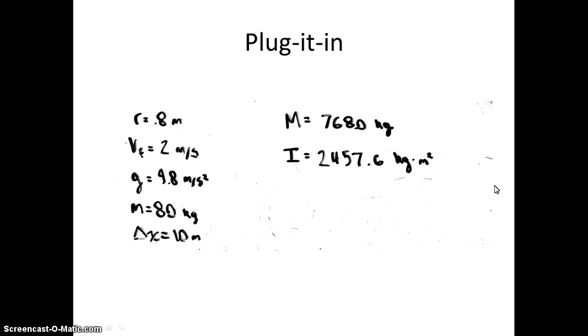And now we just need to plug in the variables that we know already. So we have r is 0.8 meters, v final as 2 meters per second, g as 9.8 meters per second squared, m as 80 kilograms, and delta x as 10 meters. So you get M equals 7,680 kilograms, and I, which you just plug in once more 1/2 M r squared, to get 2,457.6 kilograms times meter squared. And that is how you solve for the mass and the moment of inertia of the cylindrical flywheel.